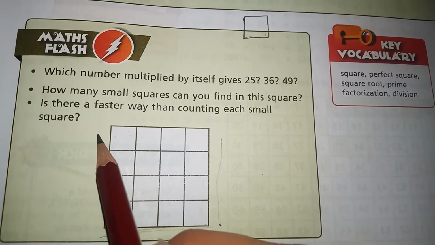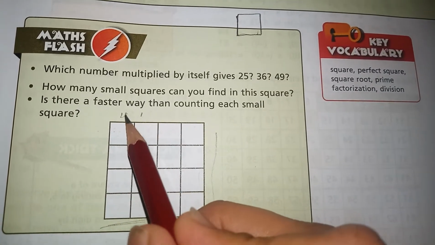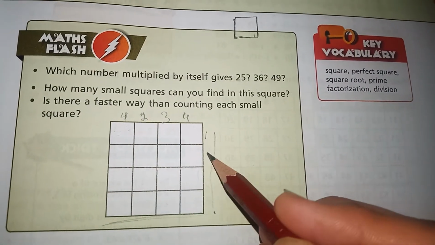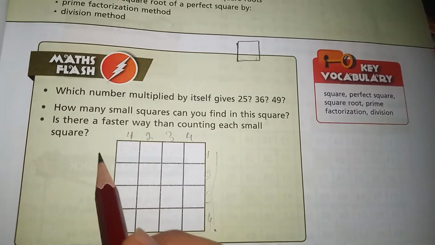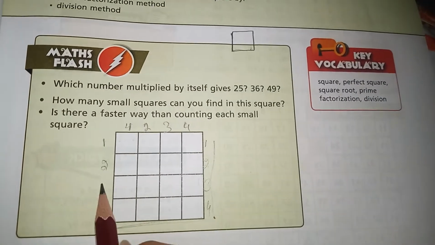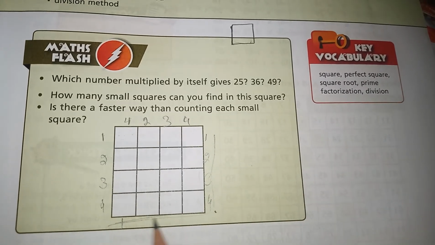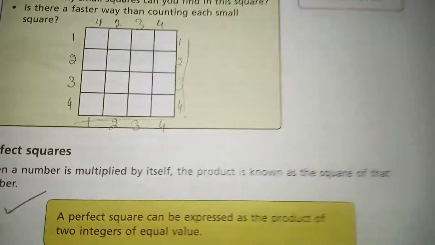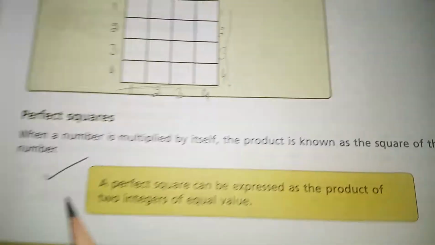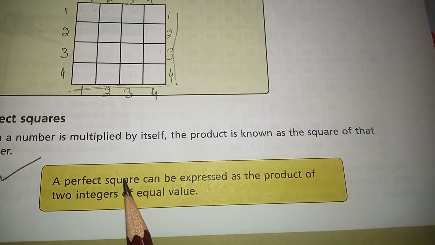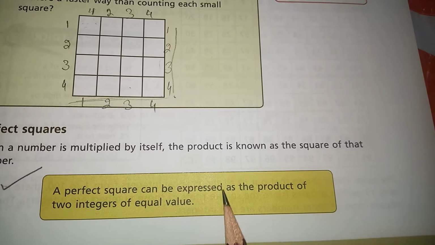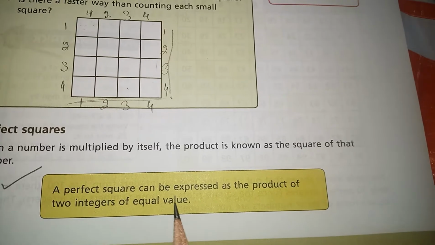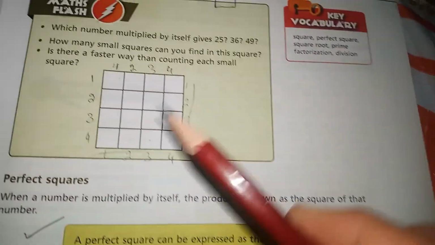You can see that it has four squares on this side, one, two, three, four, all four squares on this side, one, two, three, four squares on this side, and one, two, three, four squares on this side. And the proper definition of a square is: a perfect square can be expressed as the product of two integers of equal value. So discuss it after this.